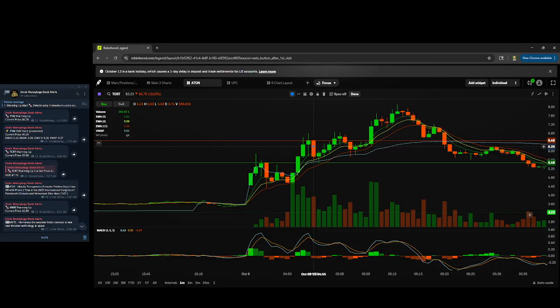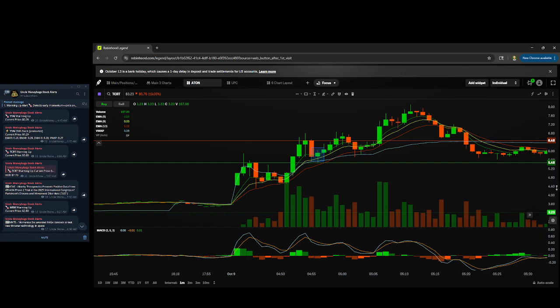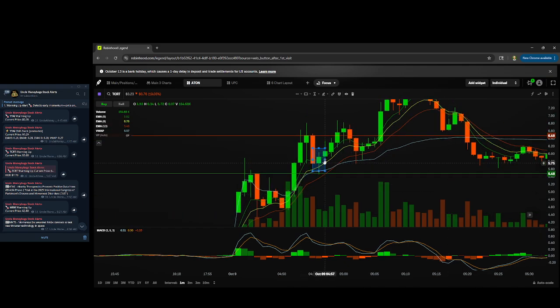So this candle here, if you can see, this little guy here, that was the 4:56 candle right here. So this is about where the alert went out.